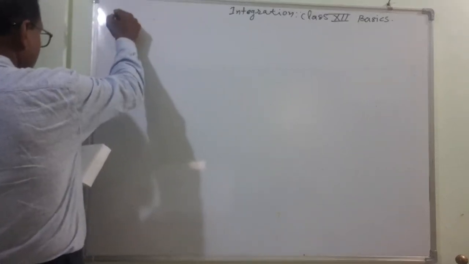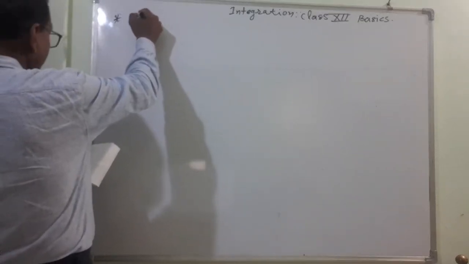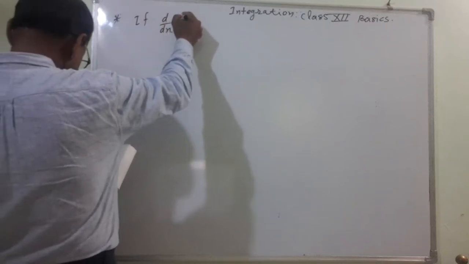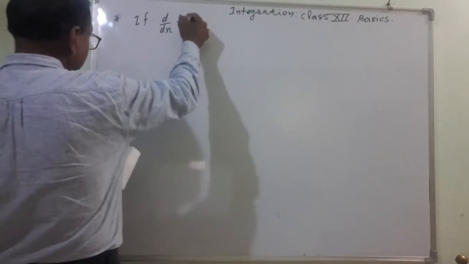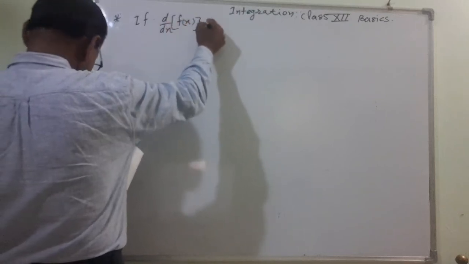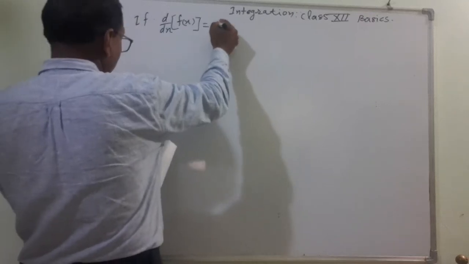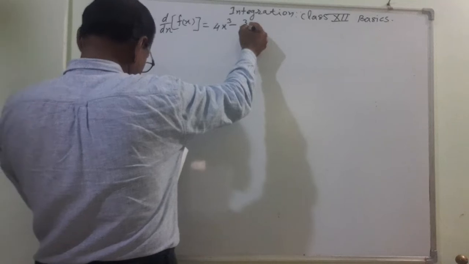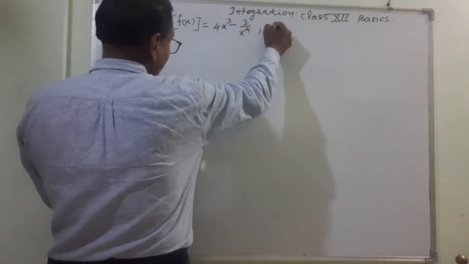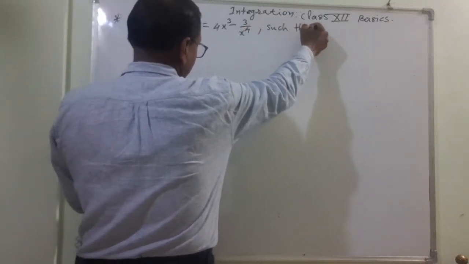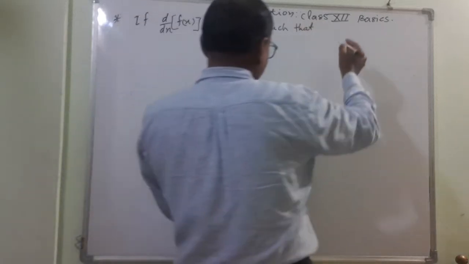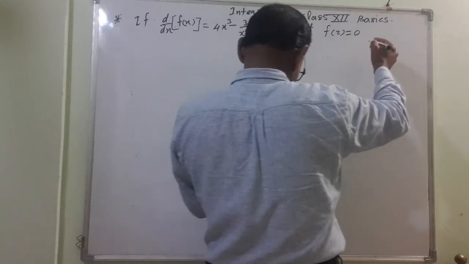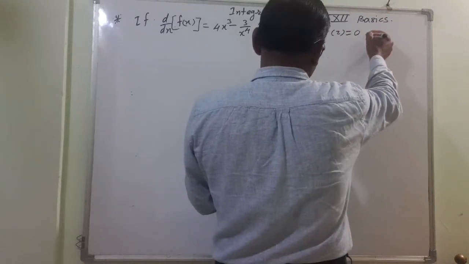Question is important question. If d by dx of f of x is equal to 4x cube minus 3 upon x raised to 4, such that f of 2 is equal to 0, find f of x.